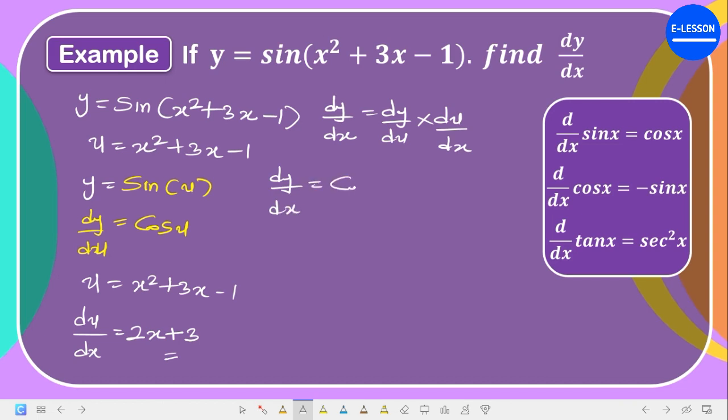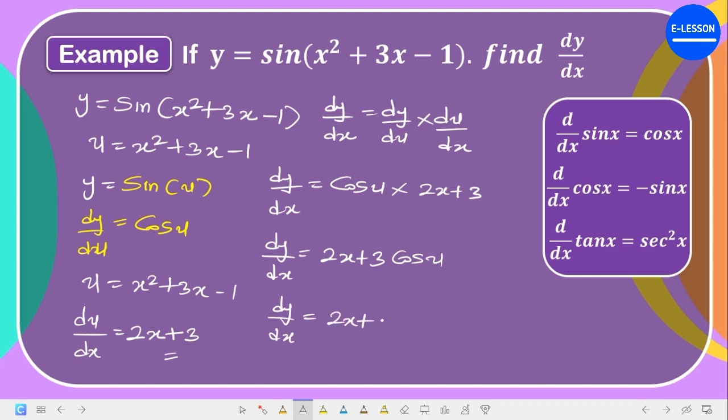This gives us dy/du, which is cos u, times du/dx, which is 2x plus 3. So we can write this as dy/dx equals 2x plus 3 times cos u, which is the same as (2x plus 3) cos u. And then your dy/dx will be equal to (2x plus 3) cos, what is the value for your u?